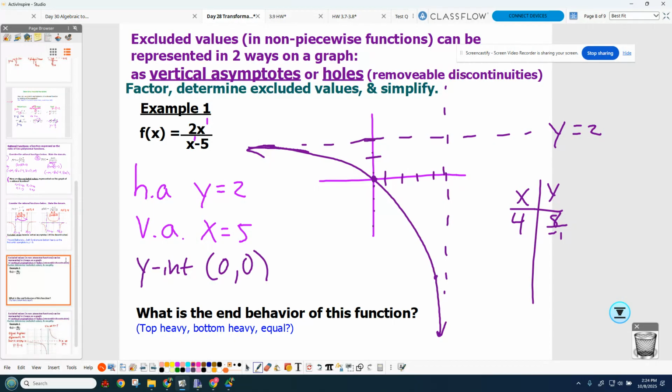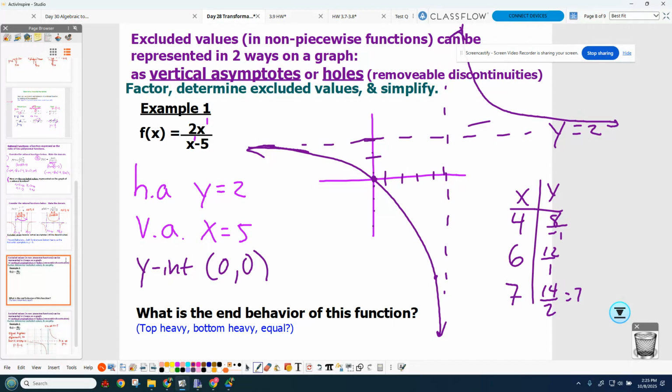Do you only have to graph two? You should do 2 or 3. This side I don't have anybody, so I'm gonna put in 6. So I get 12 over 1. That point's way up here somewhere. And 7. Putting in 7, I get 14 divided by 2. 7, so the function's gonna look like that.